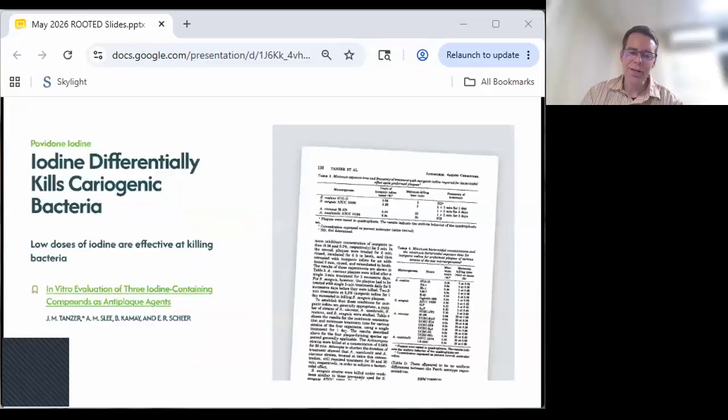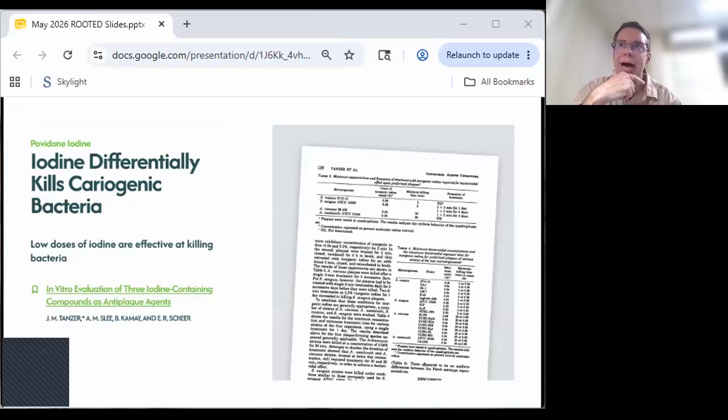We actually know that betadine will selectively kill cariogenic bacteria. This is actually from Tanzer, and I think this article is from the 70s. Tanzer, if I remember, is the one out of the University of Rochester, and he was the one who talked about the maternal transmission of caries. Same individual right here, talking about betadine.